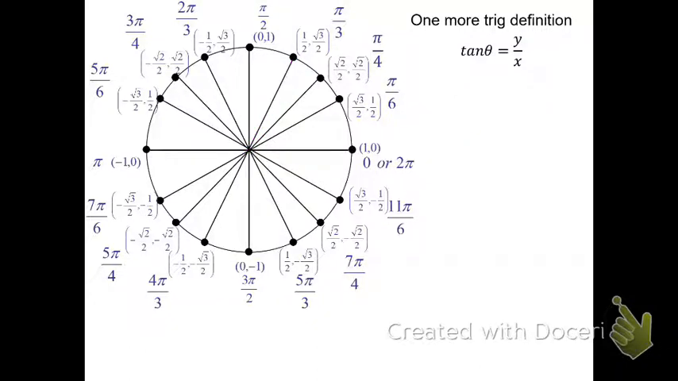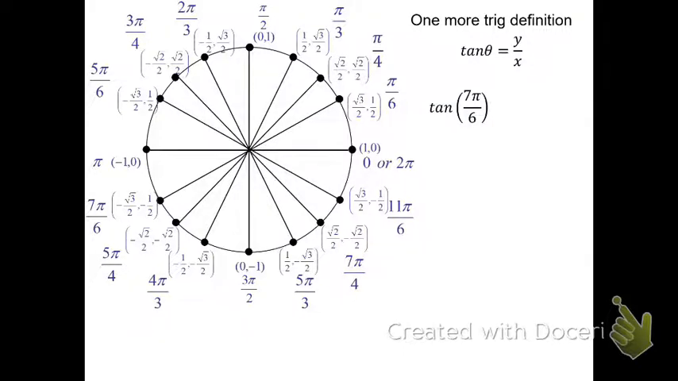All right, let's try one more. This one's a little bit tougher. We're going to take the tangent of 7 pi over 6. Why don't you try working this one out? Pause the video and then check your answer when you're ready by resuming the video. I'll give you a moment.